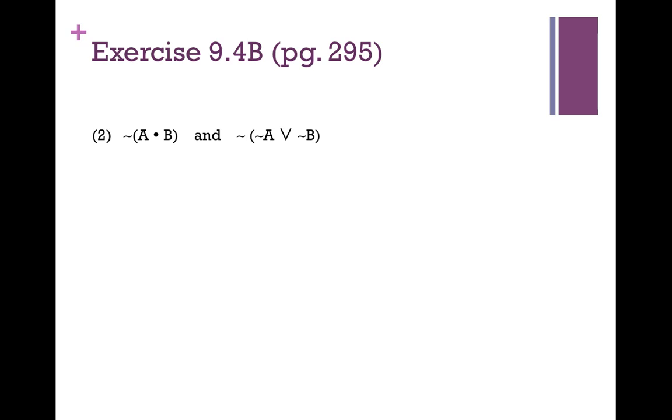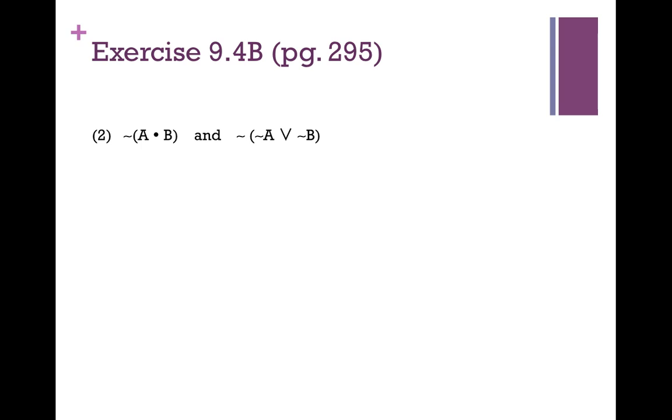Now on page 295, exercise 9.4b, you're dealing with figuring out relationships between two propositions. Here you would determine whether the statements in each of the following sets are equivalent, contradictory, consistent, or inconsistent by creating truth tables.